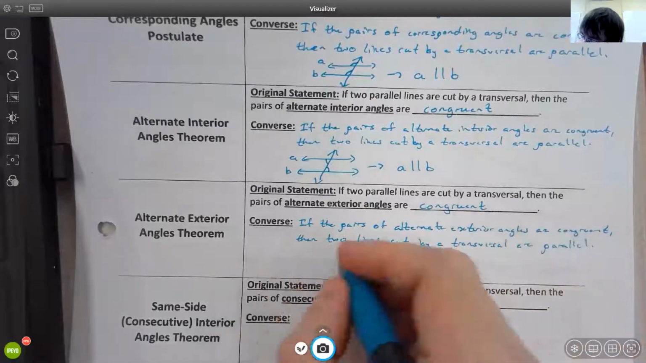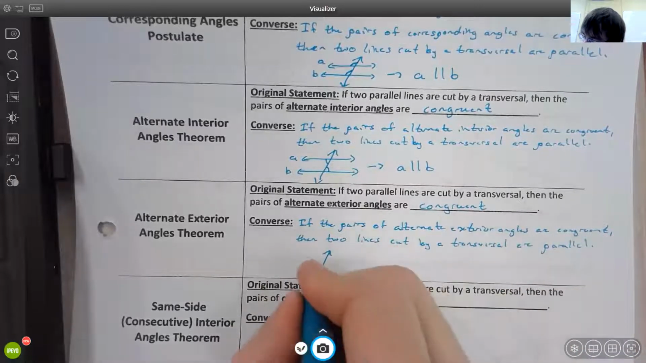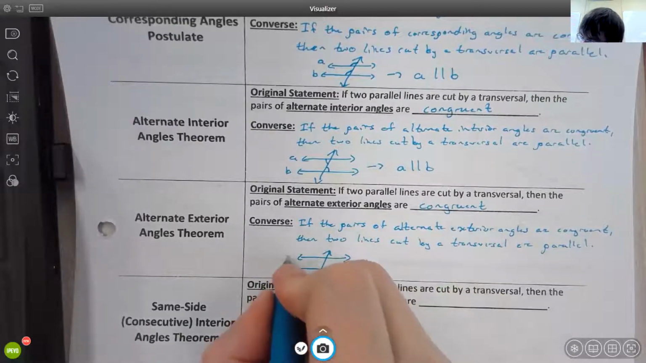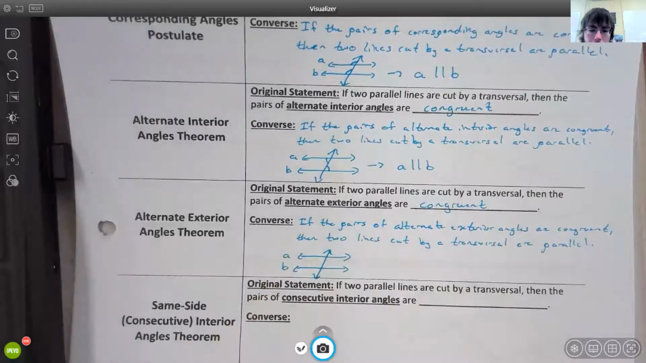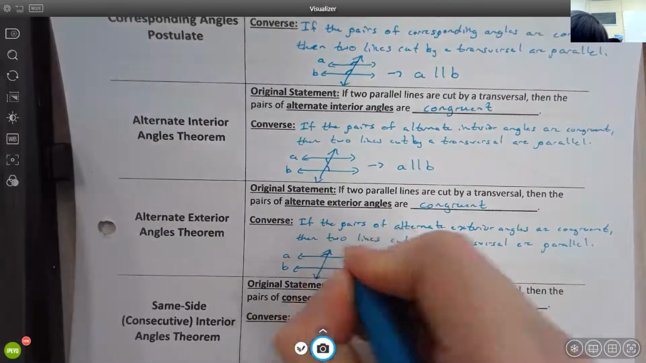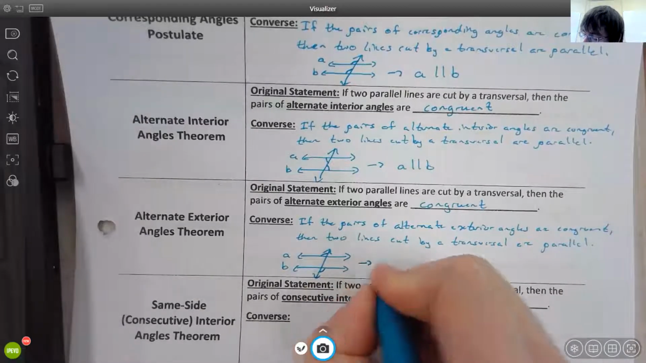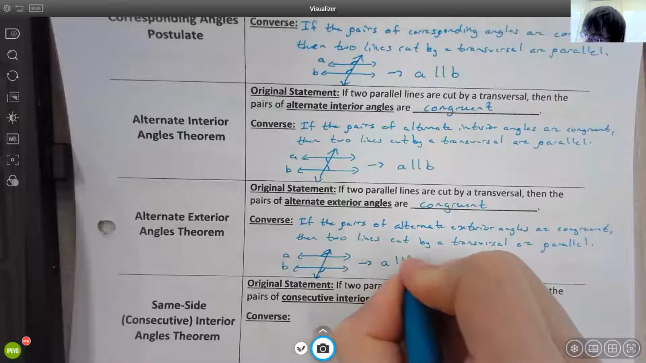So this time we're going to draw our diagram and we're going to identify two alternate exterior angles to prove that they're parallel. So for instance, if these two angles are parallel, or sorry, congruent, not parallel, that implies that A is parallel to B.